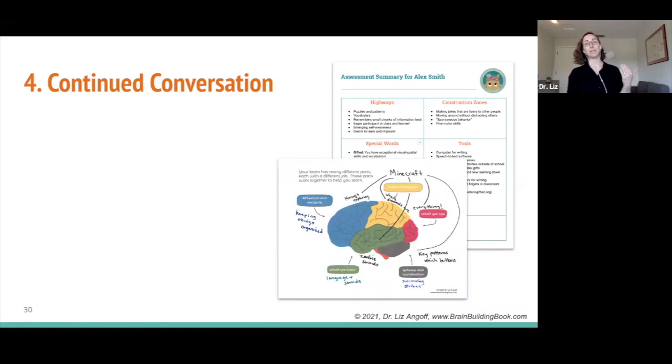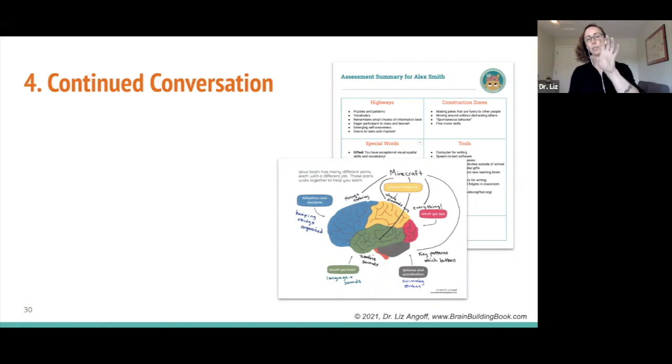Now we need to make sure that the conversation doesn't end at your door. Because if you don't set the child up to be able to continue that conversation, or if you don't set the adults up to be able to continue that conversation, then the feedback is not going to work. It was a fun session, but most children are not going to carry that forward unless there's that common vocabulary.